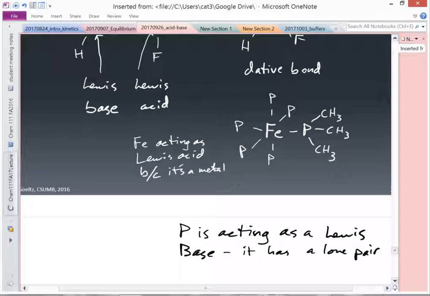Questions, thoughts about Lewis acid-base? Metal: Lewis acid. Lone pair: Lewis base. Nonmetal without a lone pair: Lewis acid, but you'll see that really there's only one of those that shows up with any frequency, and it's boron. That's Lewis acid-base chemistry. Natalie. So what would water be?